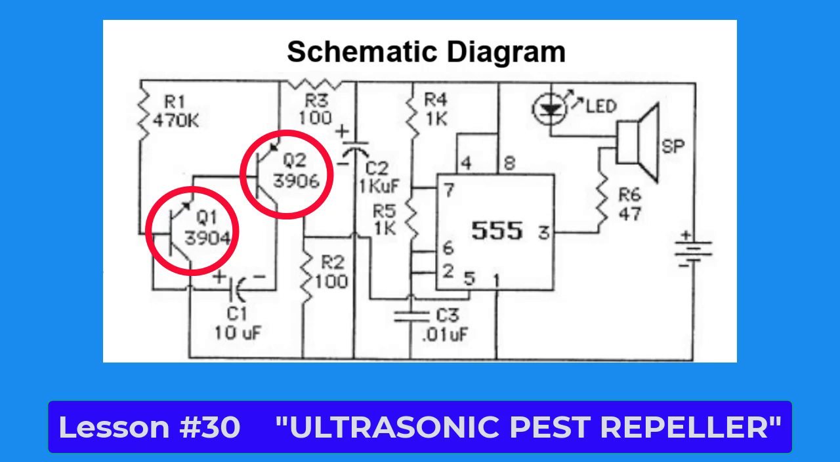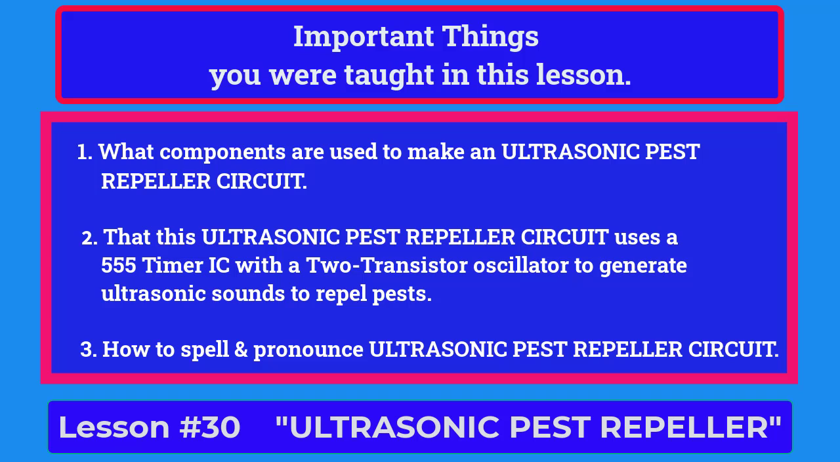Here are some important things that you were taught in this lesson. 1. What components are used to make an ultrasonic pest repeller circuit. 2. That this ultrasonic pest repeller circuit uses a 555 timer IC with a 2-transistor oscillator to generate ultrasonic sounds to repel pests. And 3. How to spell and pronounce ultrasonic pest repeller circuit.